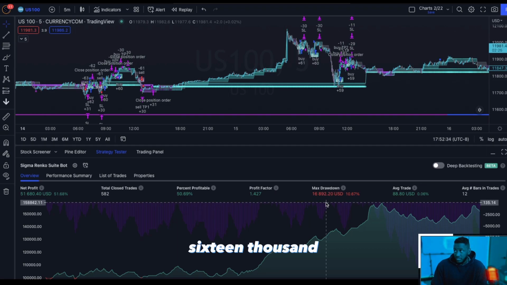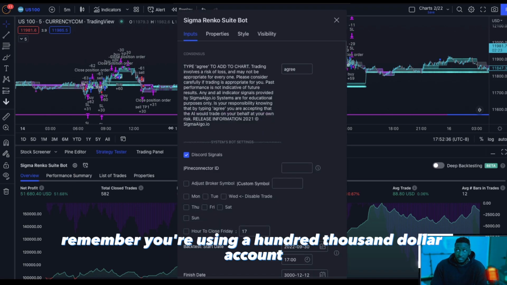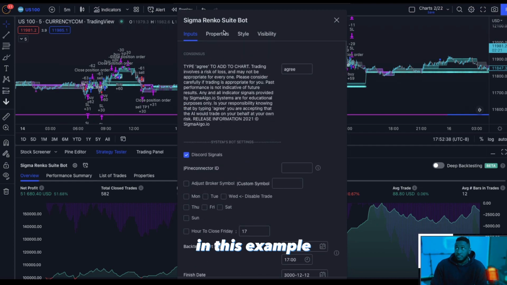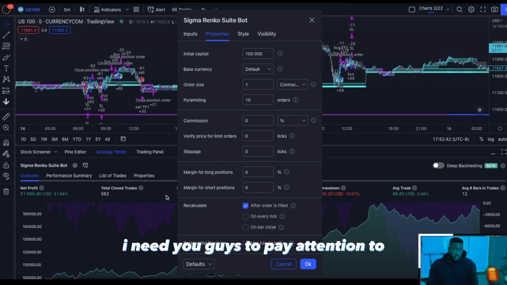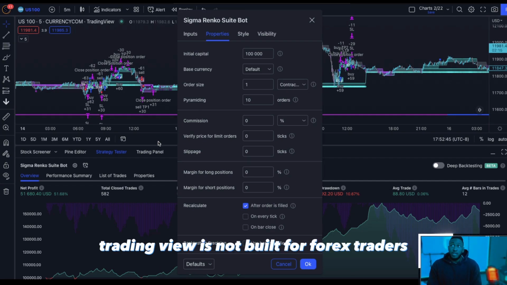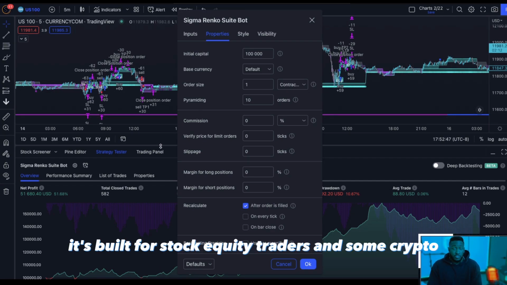Max drawdown 16,000. Remember, you're using a $100,000 account in this example. You go to properties, it says 100,000. Now let me make a point about this. I need you guys to pay attention to this. TradingView is not built for Forex traders. It's built for stock equity traders and some crypto, right?